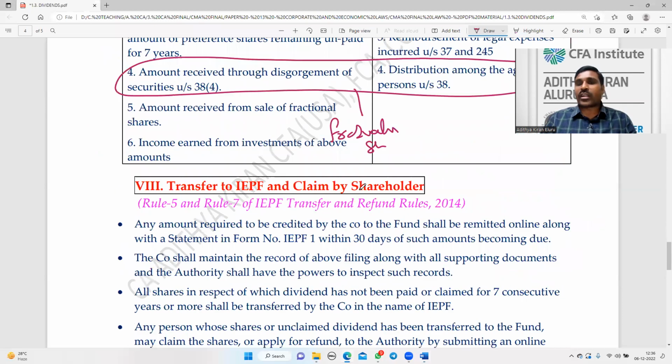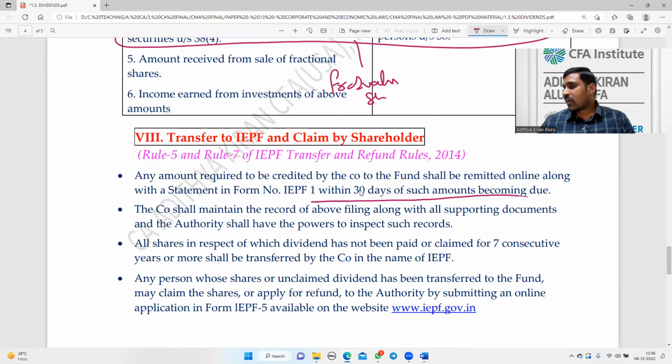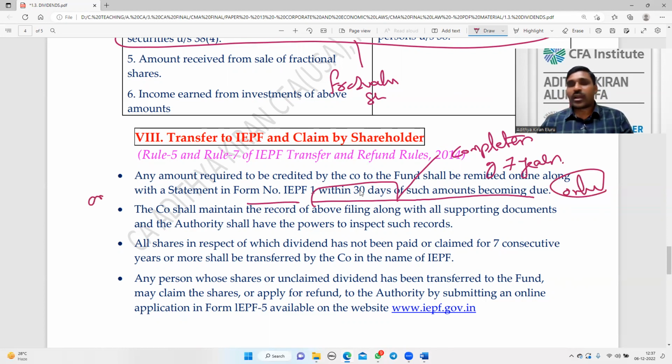Now look at this: within what time does the company have to transfer these amounts? Within 30 days of completion of 7 years after becoming due, the company will transfer the amount to the IEPF. They have to remit it through an online form. The company has to submit the IEPF form online within 30 days from completion of 7 years, and the company has to maintain supporting documents for that.